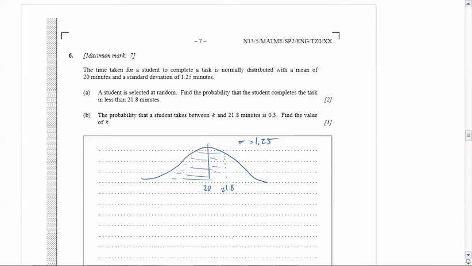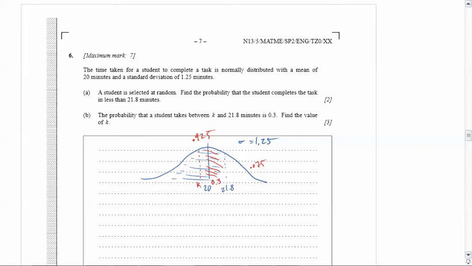Now, it doesn't say exactly which side of 21.8 it's on, but if we do A correctly, then you find in A that this area right here is 0.925. So that means this area up here is only 0.075, which means there's no way that K can be above 21.8. So that means K has to be down here somewhere. All right, so K is down there. We know that the area in between these two is 0.3.